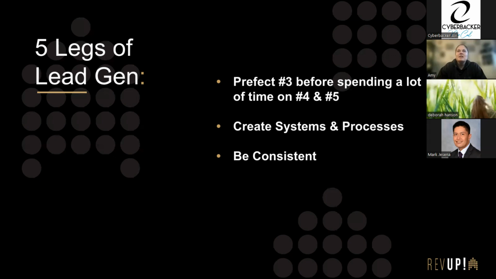You want to make sure you're creating those systems and processes, and you want to be consistent. By being consistent and creating those systems and processes, then you earn the permission to move on to lead gen method number 4. Okay, if we try to spread ourselves too thin without systems and processes, again, we just don't do anything very well. Any questions on that?